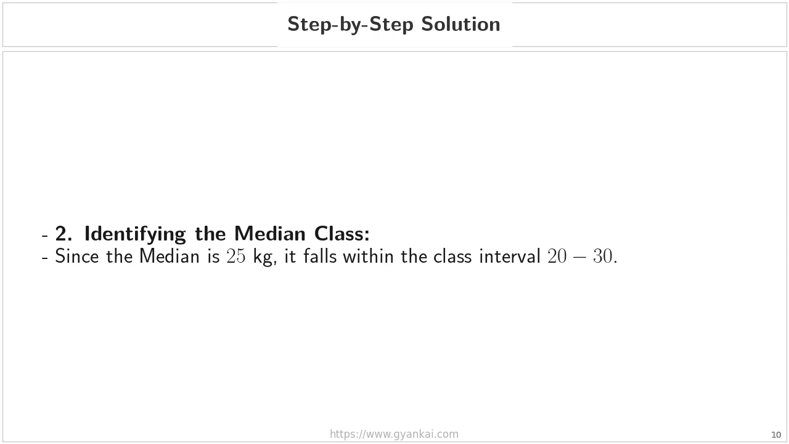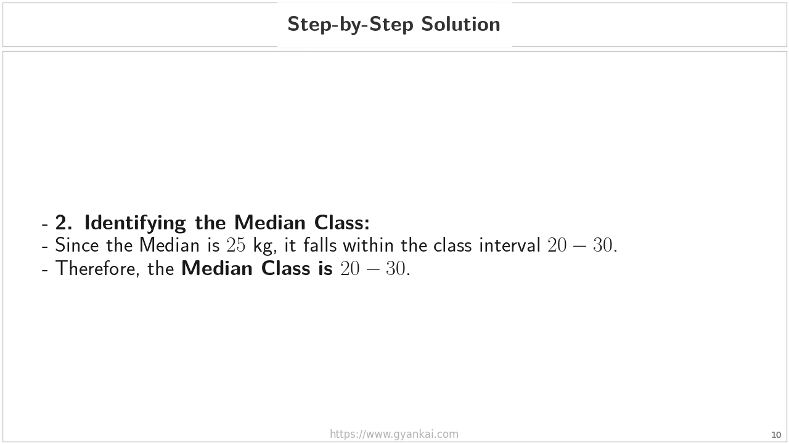Looking at the data provided, we are given that the median weight is 25 kilograms. If you look back at our frequency distribution table, you will see that 25 falls squarely between the lower limit of 20 and the upper limit of 30. Therefore, we can officially conclude that our median class is the 20 to 30 interval. Identifying this correctly is vital, as it tells us exactly which values to plug into our formula in the next step.